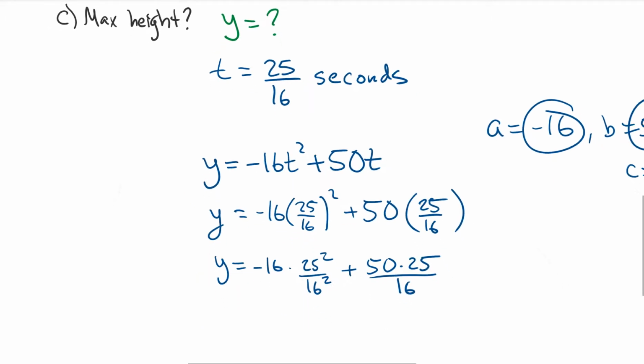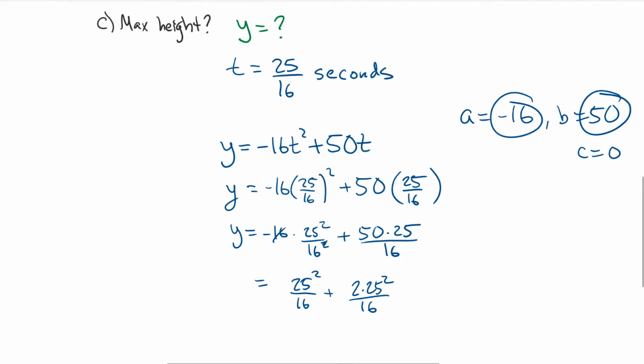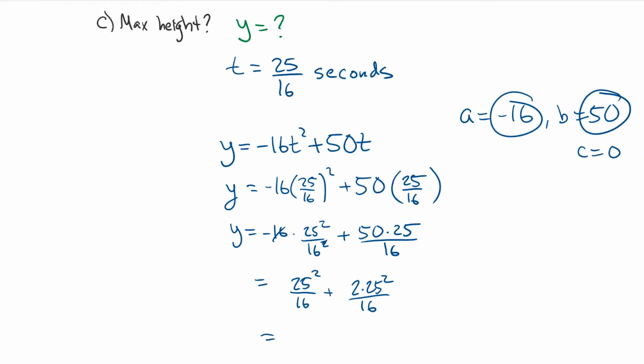Now, you can check me with your calculator. You don't have to do this. I think I'm showing off at this point and saying that this is 25. Ooh, shoot. 25 times 25. Isn't that 25 squared? I'm sorry, I wrote that in wrong. 25 squared over 16. Plus this one is actually 2 times 25 squared over 16. We have a common denominator, so if you have 1 times 25 squared plus 2 times 25 squared, you have 3 times 25 squared all over 16.